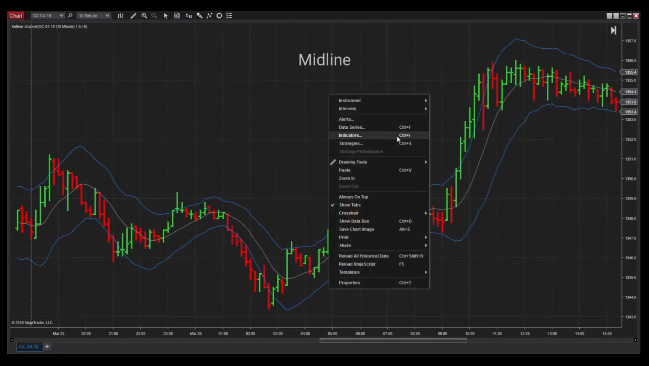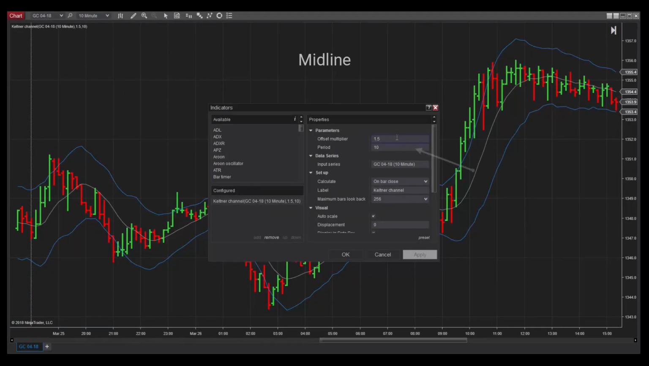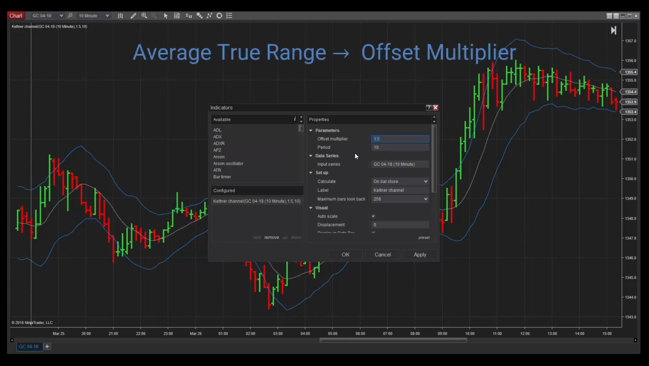At the indicator's core is the midline, which defaults to a 10-period simple moving average. The upper and lower bands offset the SMA by the difference between the high and low of the previous bars. This difference is the average true range, as previously referenced.